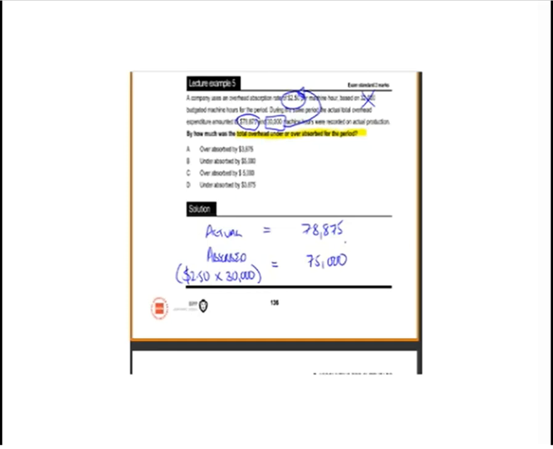In other words, we have under absorbed, and the amount that we have under absorbed is 3,875. 3,875 under absorbed, and therefore the correct answer is D.